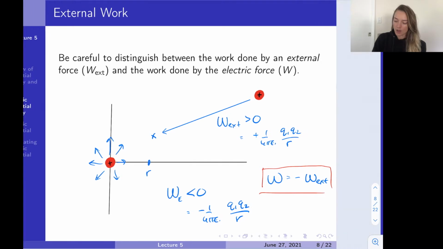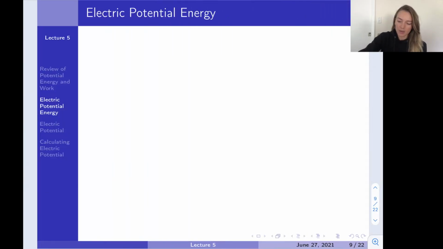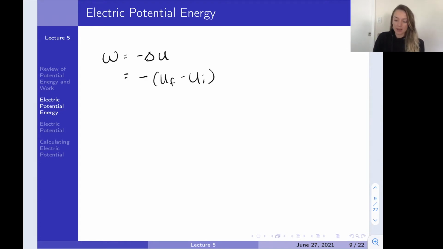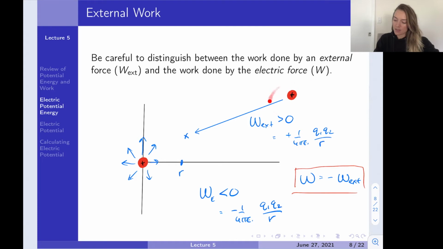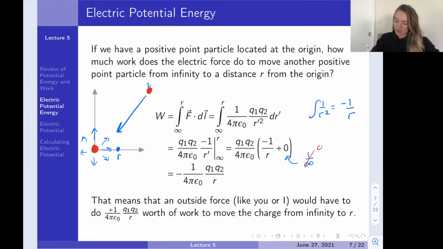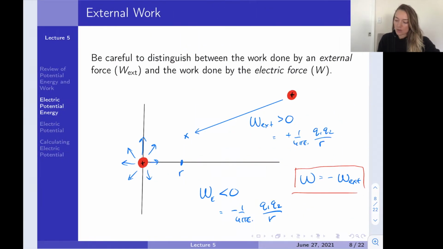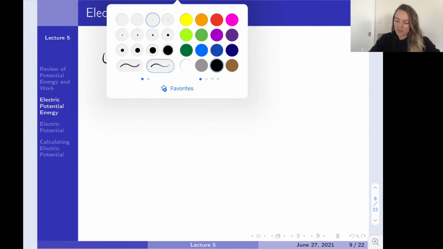All right, so let's figure out what the potential energy is now from the work. We said that the work done by the electric force is equal to the negative change in potential energy, and the negative change in potential energy is given by U_F minus U_I. In our previous example, we had this charge way out at infinity, and we were bringing another charge in from infinity and bringing it closer. We can just assume that our potential energy is 0 out there. So let's say that our initial potential energy is 0.